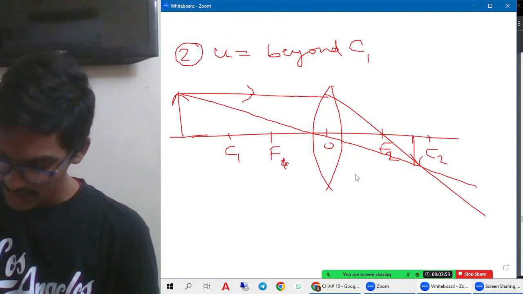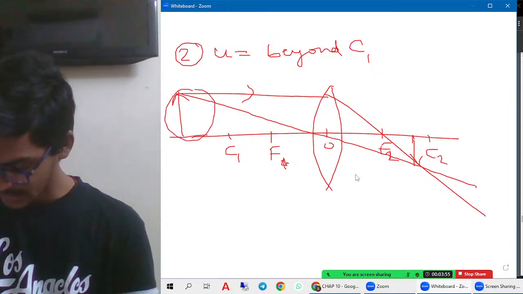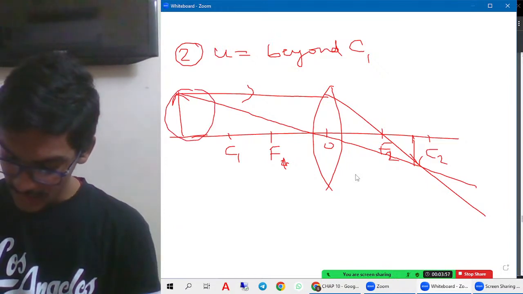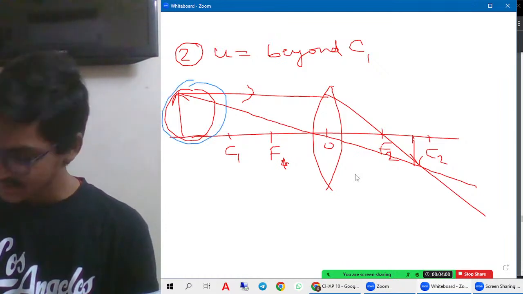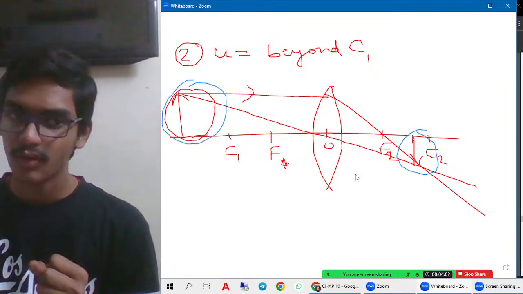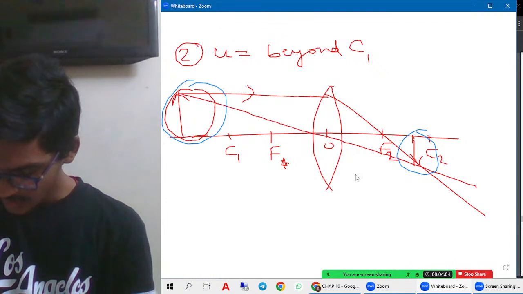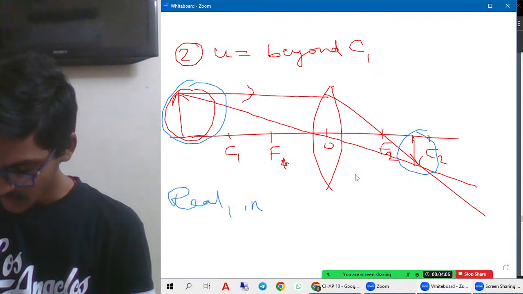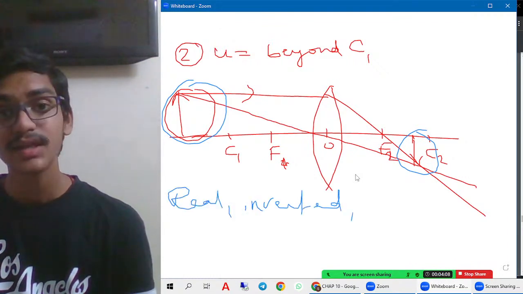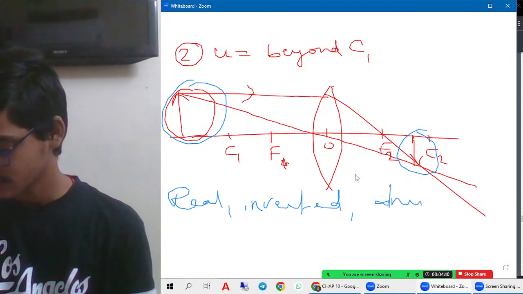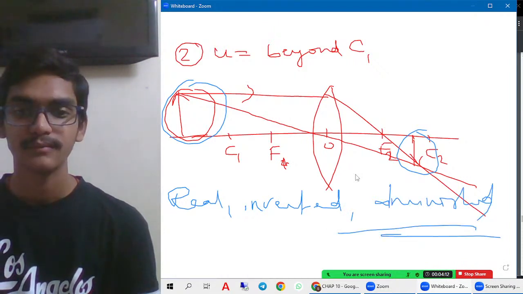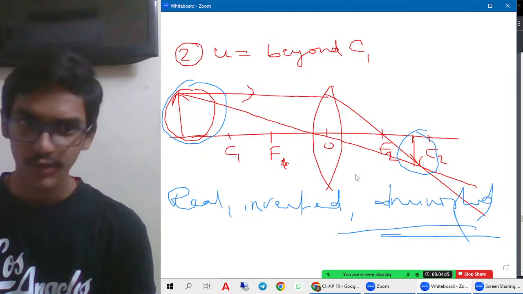So if you see the size of the image, the object is a little bit bigger as compared to the image. The image is very small, so it is diminished. Therefore, it is real, inverted, and diminished. That you have to remember. Right? I got an understanding, right?